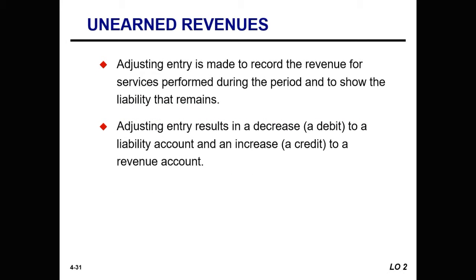Adjusting entries are made to record the revenue for services that are performed during the period that you're reporting and to reference accurately how much of a liability continues to remain. These adjusting journal entries result in a decrease or a debit to a liability account and an increase or a credit to a revenue account. You are saying, I no longer owe this amount of obligation, and I have fulfilled this amount of service.